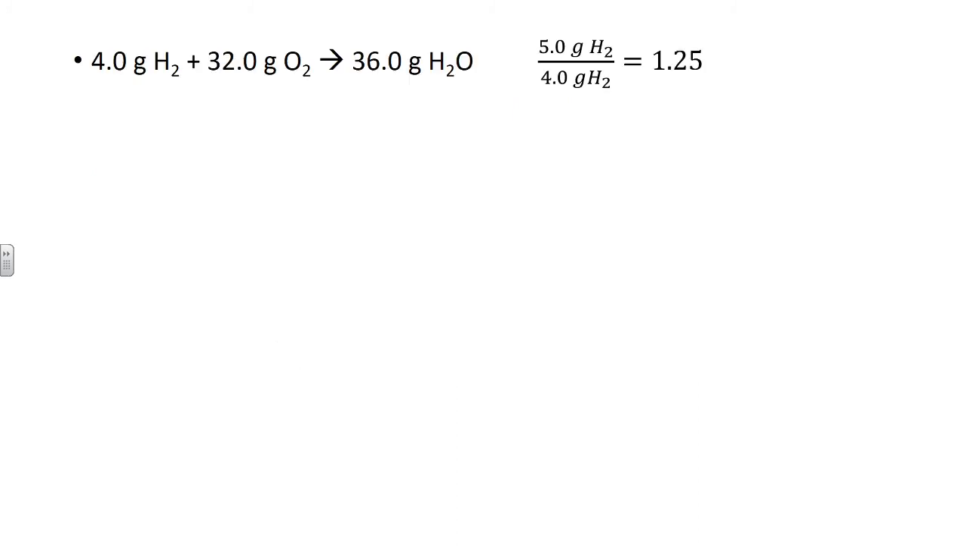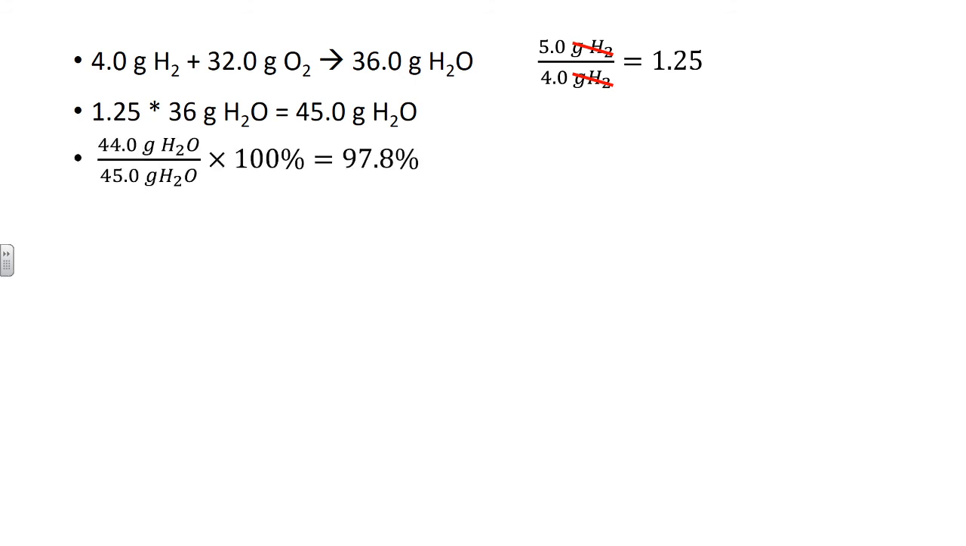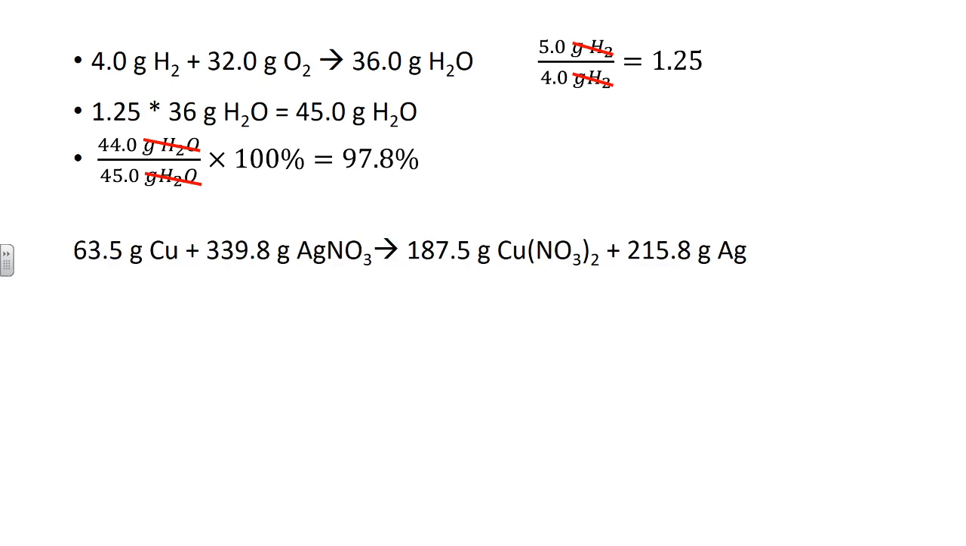So for the water, there's our mass balanced equation. There's our scale factor that's based off hydrogen, and our scale factor is 1.25 grams of hydrogen. You cancel, and we find that we expected to make 45 grams of water. That is our theoretical yield. And then our percent yield was 44 over 45, and that gives us a very good yield, 97.8%. Very good. We got almost all the water that we expected to make there. Grams of water do cancel, as always.